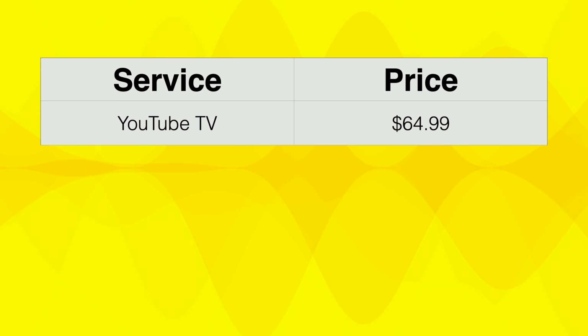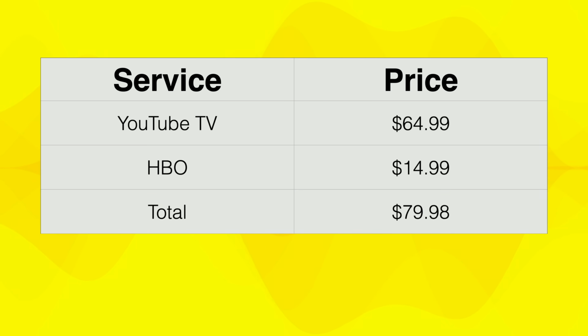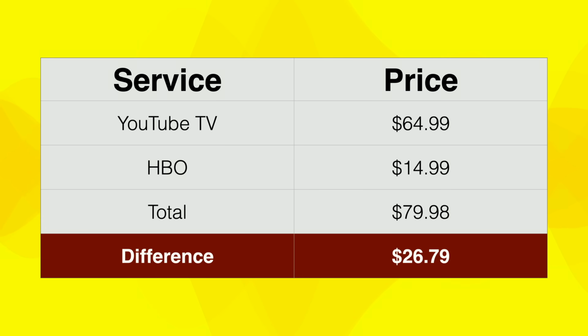But I don't believe YouTube TV comes with HBO for that price, so I'd have to add HBO back in. I do like HBO, so I watch a bunch of shows on that network, so I want to keep that. And so if I were to do the math here, it would cost me $80 to get those services elsewhere, and that would be a difference of $26.79 a month, roughly $300 and change a year.